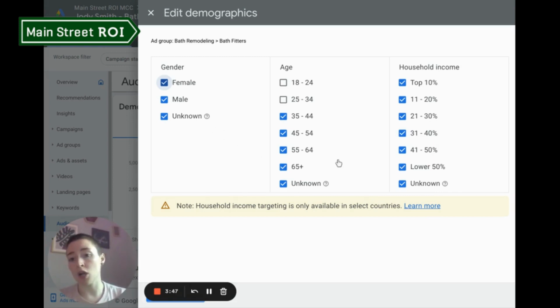There are unknowns in each category. We always leave those checked just because, as it says, it is unknown. You don't want to exclude anybody from that group just because they haven't shared that data with Google. So demographic targeting is very important. As I said, you can use historical data, but you can also make educated guesses on who the best demographics are going to be for your specific ad group.